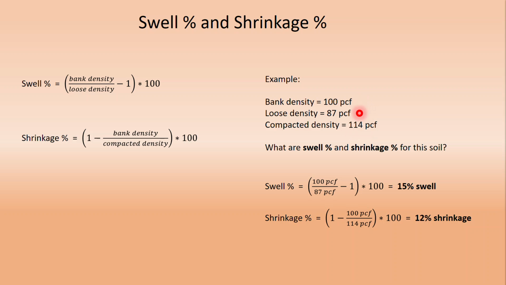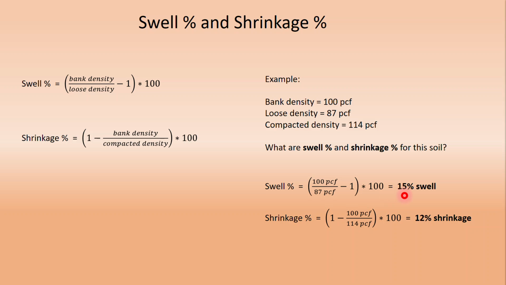And then once it's dug out of the ground and put into a pile or loaded into a bucket, it's going to weigh quite a bit less because you've increased a lot more air into the volume unit. So if we wanted to compute the swell percentage and the shrinkage percentage for the soil, you're simply taking, for swell, the bank density divided by the loose density minus 1 times 100, and it would have a 15% swell.